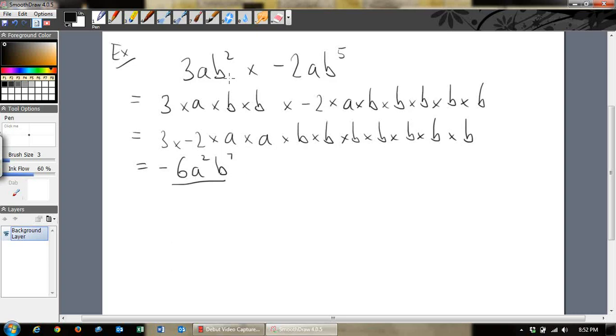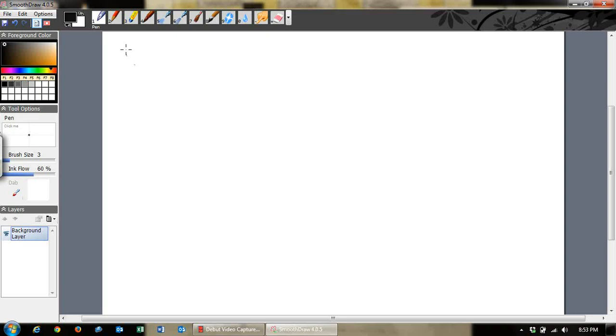Now, let's do it the fast way. Times your numbers together. What's 3 times negative 2? It's negative 6. What's a times a? It's a squared. What's b squared times b to the power 5? If you know your index laws, you just add those two together and you get b^7. So that is a fast way to do some of these multiplications, and you'll get used to doing those. Fantastic. Let's go on to dividing.